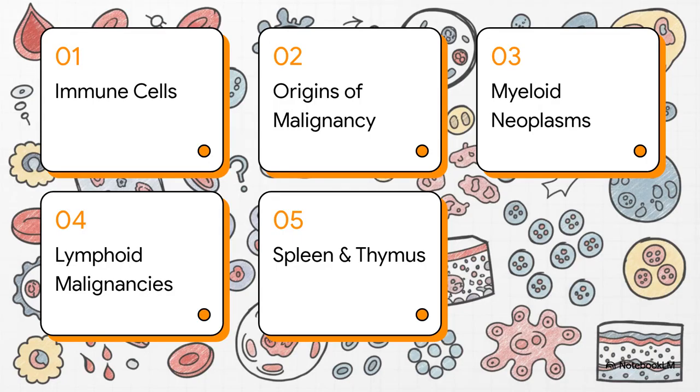All right, let's just dive straight into the syllabus for today. Here is our roadmap. We'll start with normal and reactive immune cells, look at the origins of malignancy, explore myeloid neoplasms, then lymphoid malignancies, and finally wrap up with the spleen, thymus, and histiocytes.